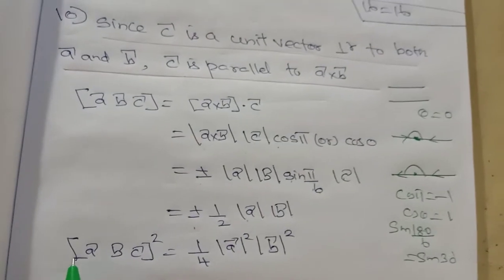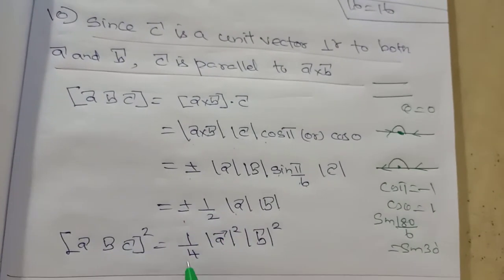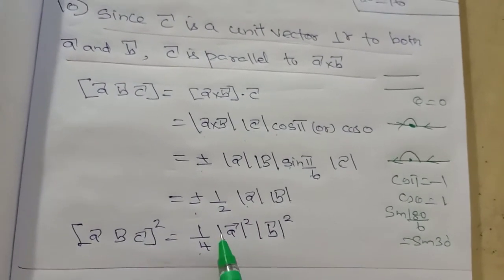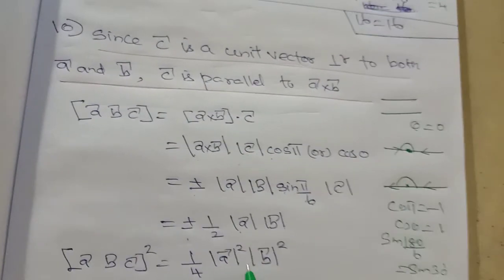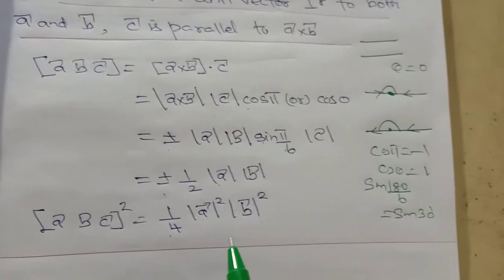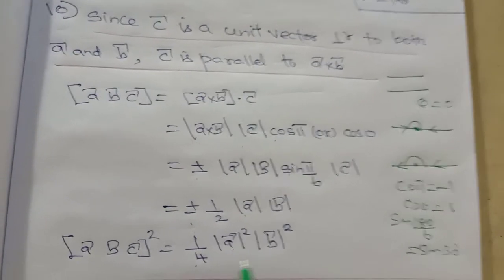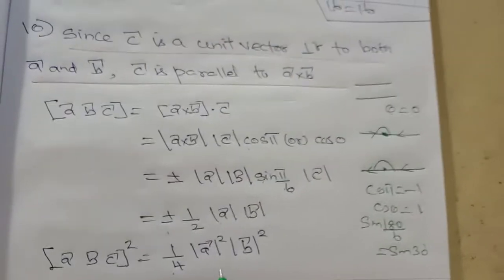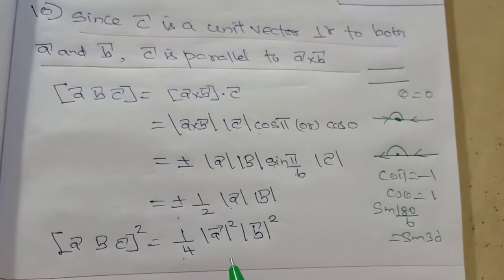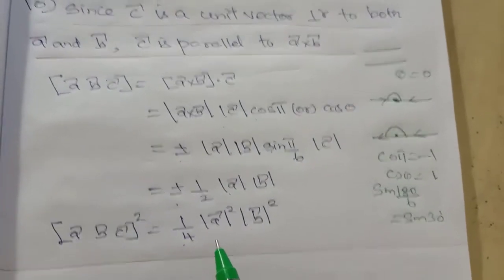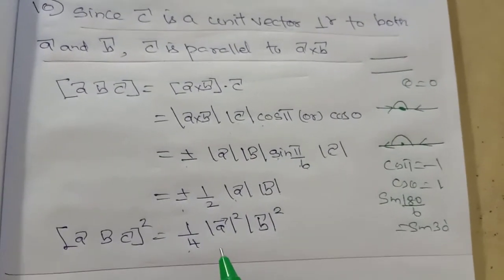So squaring both sides, we will get what? 1 by 4 into modulus of A vector square into modulus of B vector square. So proved this. Hence the proof. So we have completed all the problems in exercise number 6.2. I will do the other problems in the examples.